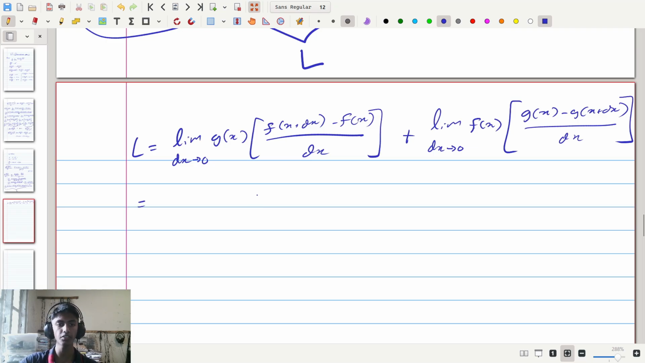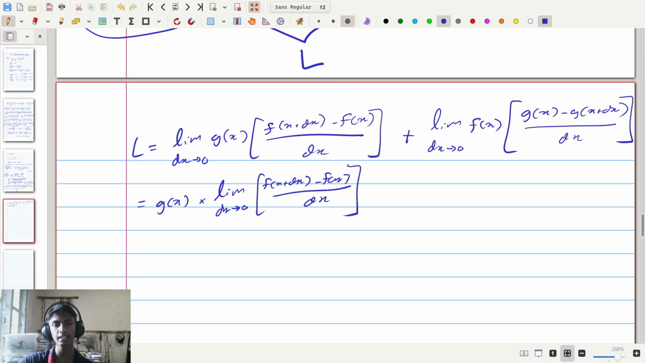So here, if we take this g(x) here, g(x) is a constant relative to dx, because no matter what dx is, g(x) is going to be g(x), so we can take it out. So this is g(x) multiplied by, and what we have left is the limit as dx approaches 0 of this thing, which is f(x plus dx) minus f(x) divided by dx. This right here is the first principle definition of the derivative of f(x) with respect to x. Plus, over here, f(x) is a constant relative to dx, because no matter what dx is, f(x) is going to be f(x).